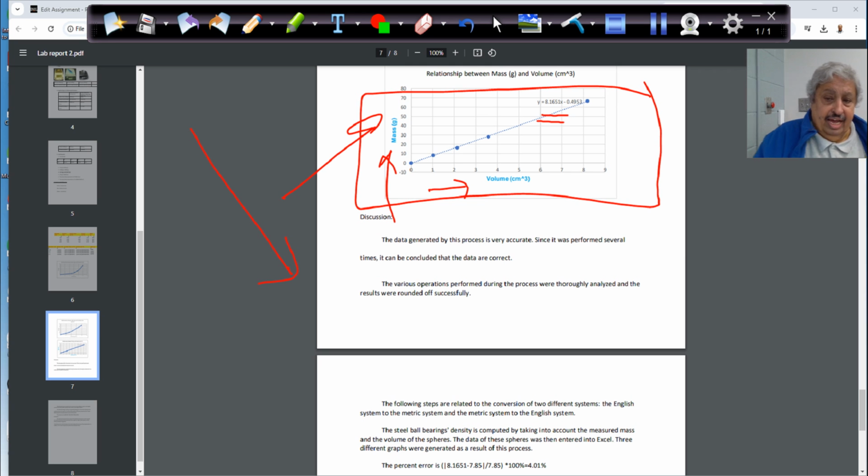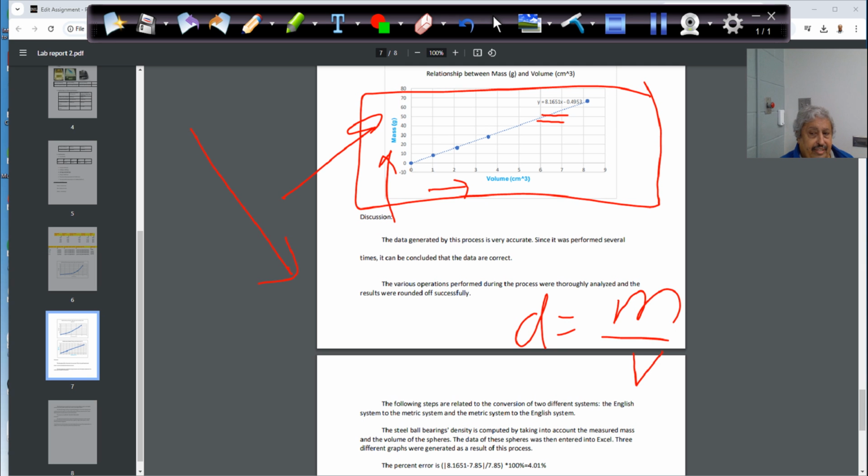Correct? And this one here, where you get the intercept, the intercept and the slope will give you, because density is mass over the volume, correct? And if you have this one here, it will give you something like this. The slope of this is the mass over the volume. Slope is your what? Density.